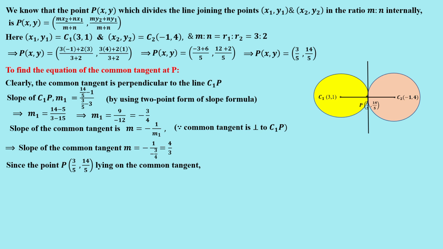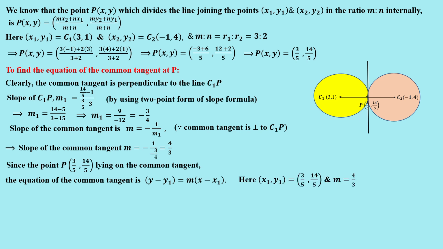Since the point P (3/5, 14/5) lies on the common tangent, because the tangent passes through the point P, the point is on the line and we know the slope, so we are going to use the slope-point form to find the equation of the tangent. The equation of the common tangent is y - y1 = m(x - x1). Here (x1, y1) is the point of contact, (3/5, 14/5), and m we know is 4/3. Substituting all the values, y - 14/5 = 4/3 (x - 3/5).